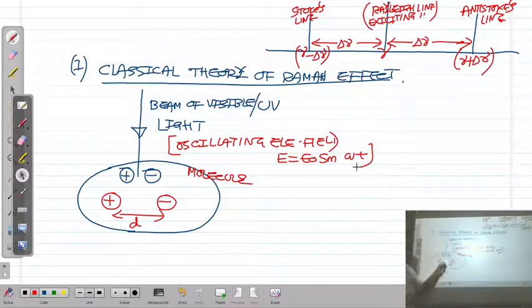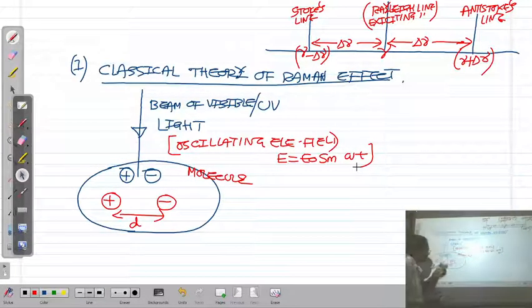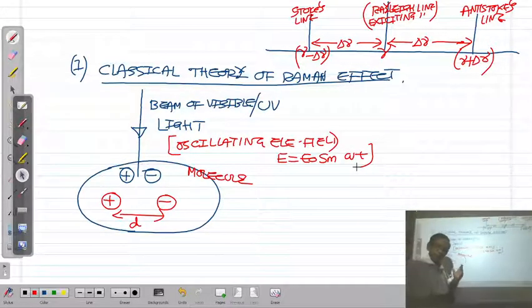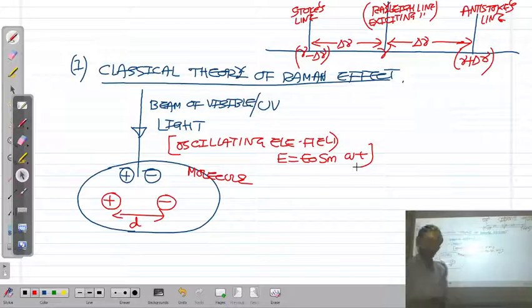When a beam of visible or ultraviolet light having oscillating electric field E0 sin omega t falls upon the molecule, the center of positive charge and negative charge are displaced relative to each other. When the centers of positive and negative charges are displaced, what will happen? A dipole moment will be induced in the molecule. This phenomenon is called polarization. This thing you have also studied in high school, 11th and 12th.